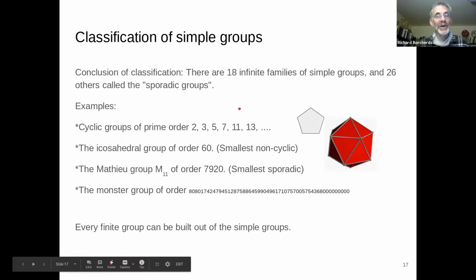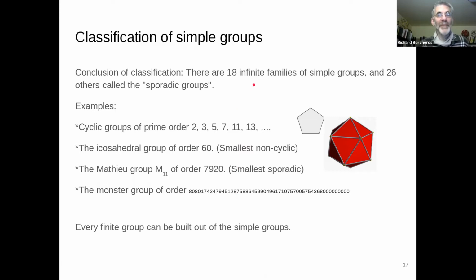So here's the conclusion of the classification of simple groups. First of all, there are 18 infinite families of groups and 26 left over called the sporadic groups, which are what I'm mainly going to talk about. So typical examples of simple groups are the cyclic groups that I mentioned earlier, and the icosahedral group of order 60.